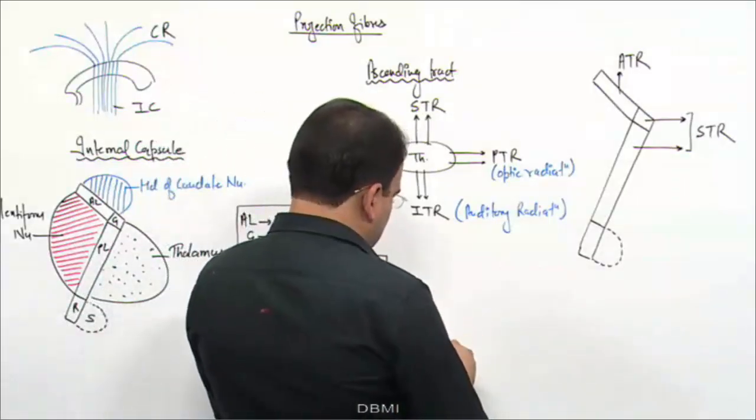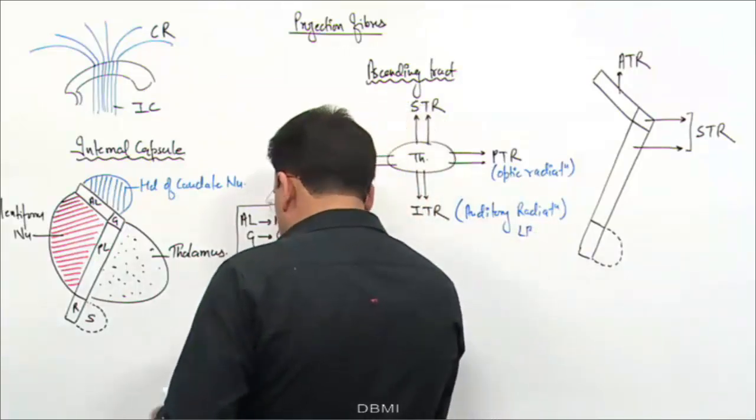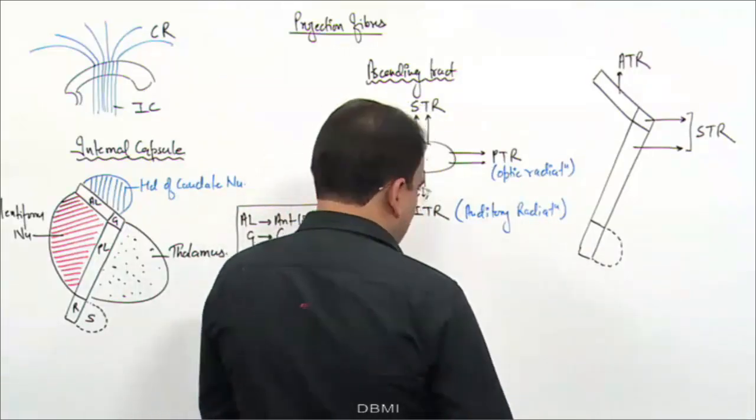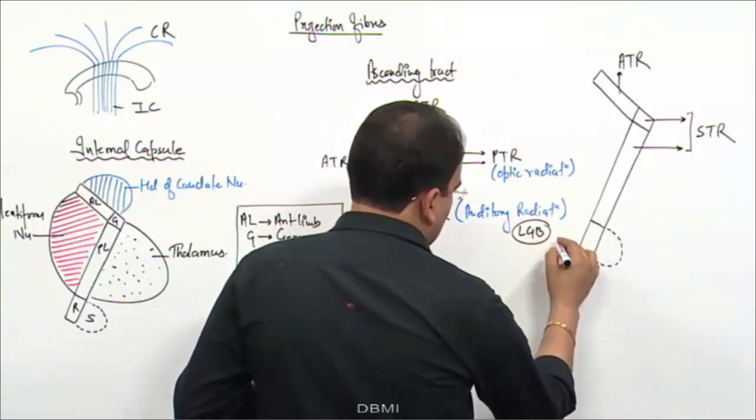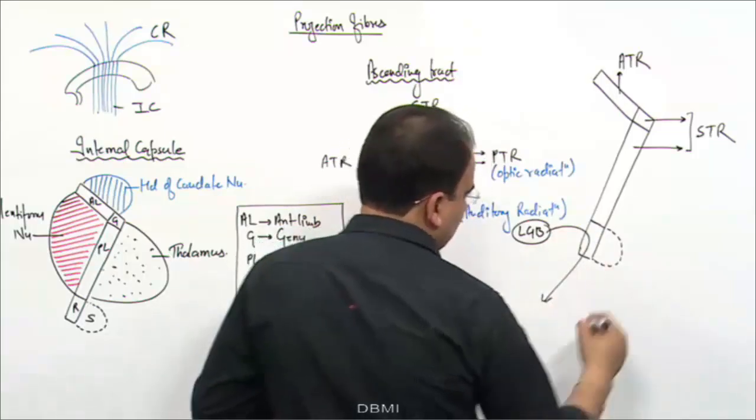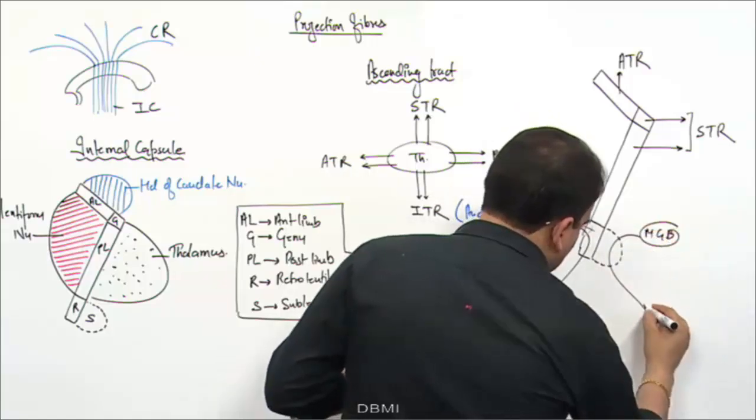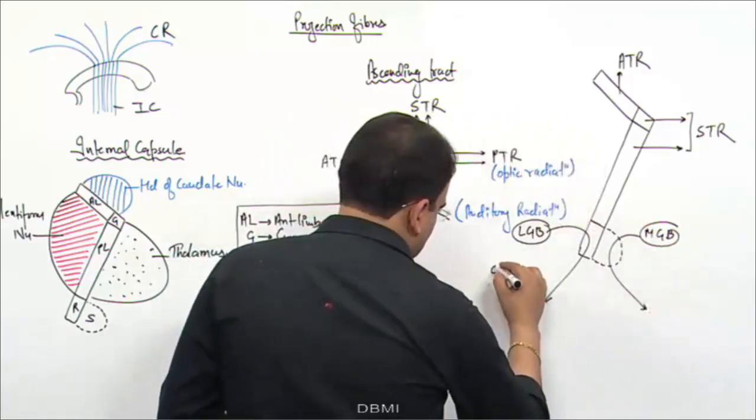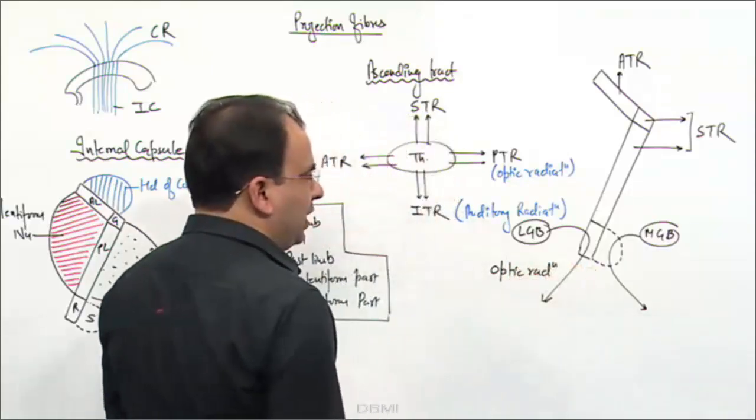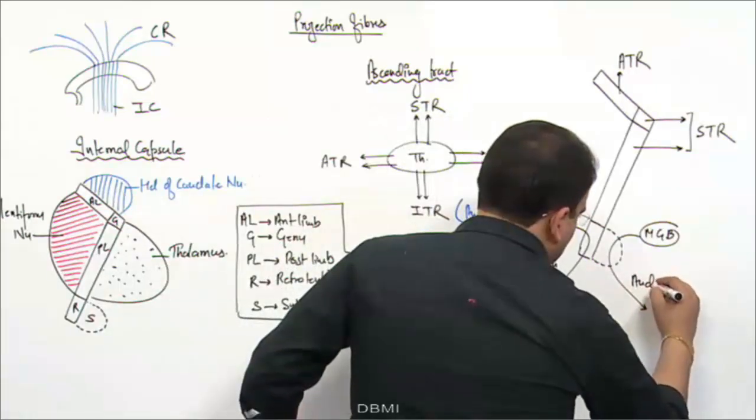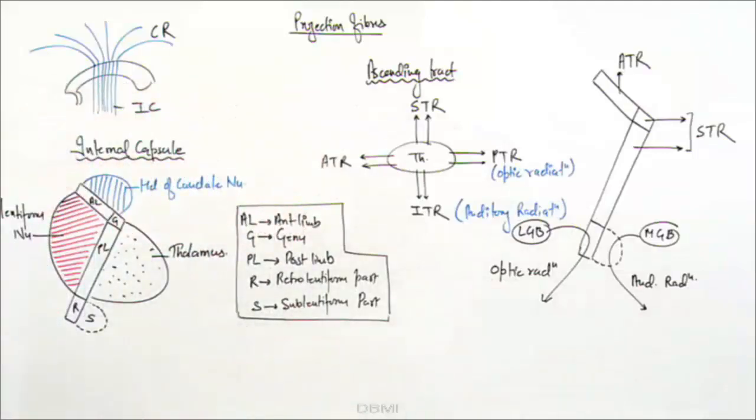So optic radiations, as I told you, are the ones which are coming from the lateral geniculate body. Just to tell more about this, from the lateral geniculate body these are the optic radiations, and from the medial geniculate body are the auditory radiations. So optic radiations are going from the retrolentiform part, and acoustic or auditory radiations are going from the sublentiform part.